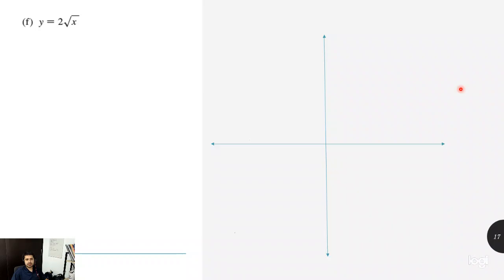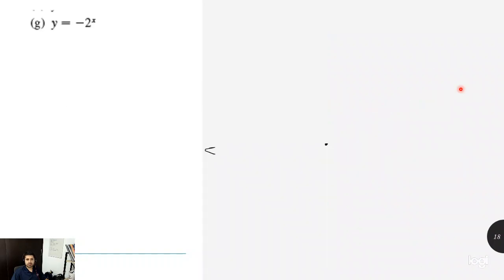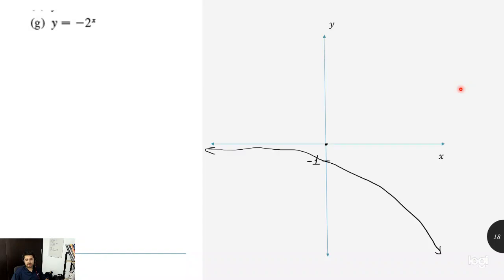The other one is basically the same, just 2 times the previous one. So we just need to make it steeper, right? This one. And then the other one is minus 2 elevated to x. So here, I use something like this.